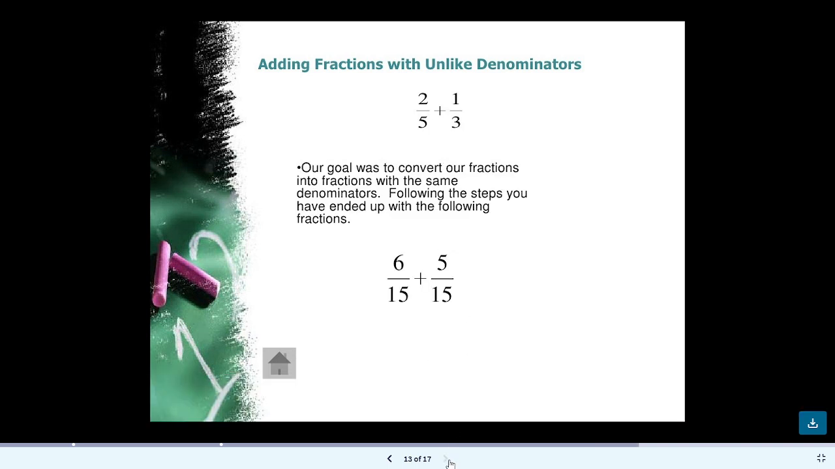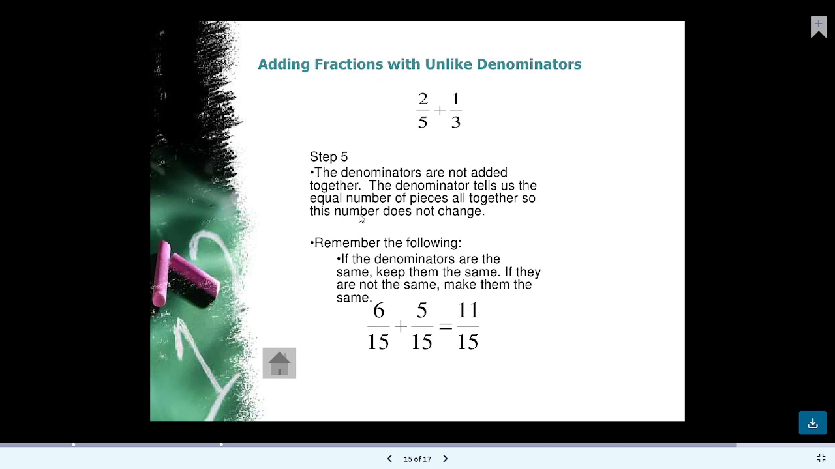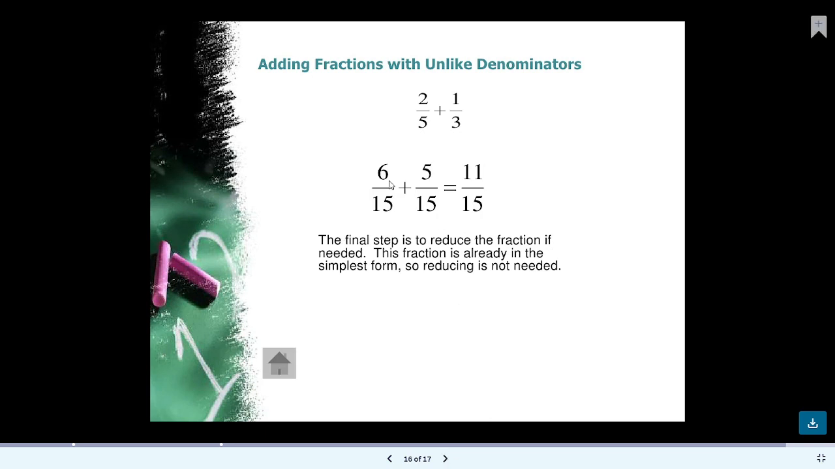And now we have completed our goal, which in this case was to change both denominators into one single denominator. Now we can continue by adding the numerators of the fractions. 6 plus 5 will give us 11. So 11 will be the answer for our numerator. Once we put it together as a fraction, we now have 11 and 15. Remember that the denominator tells us the equal pieces of something altogether. So we don't have to add here. We just copy the denominator, which is 15. So 6/15 plus 5/15 is 11/15.